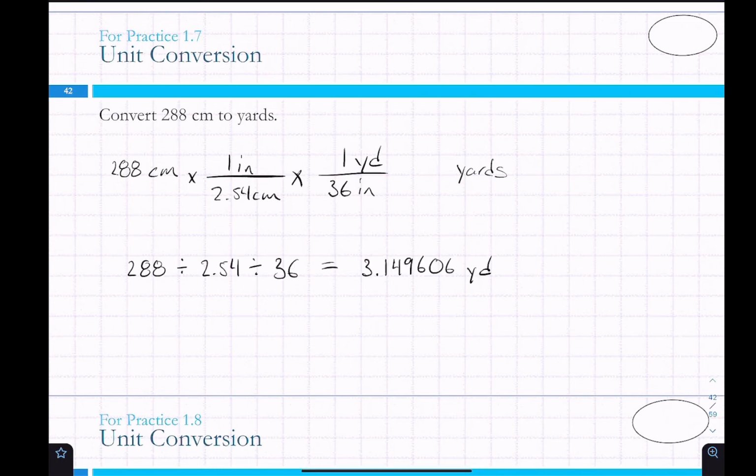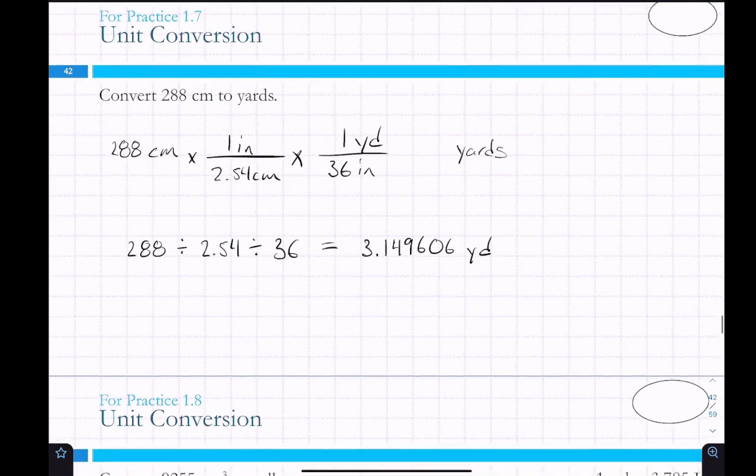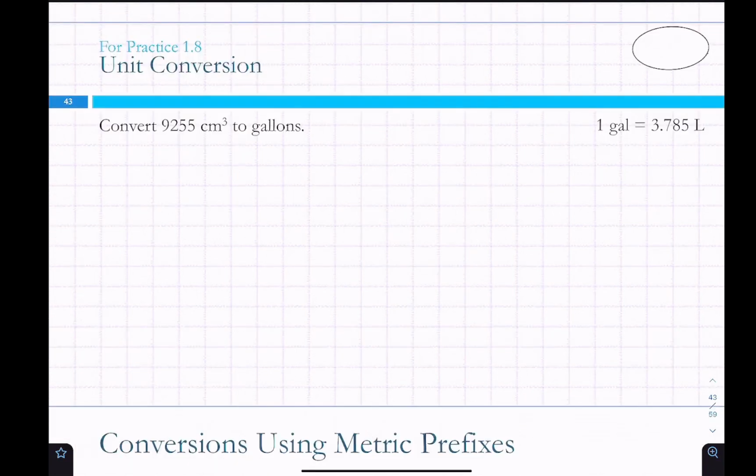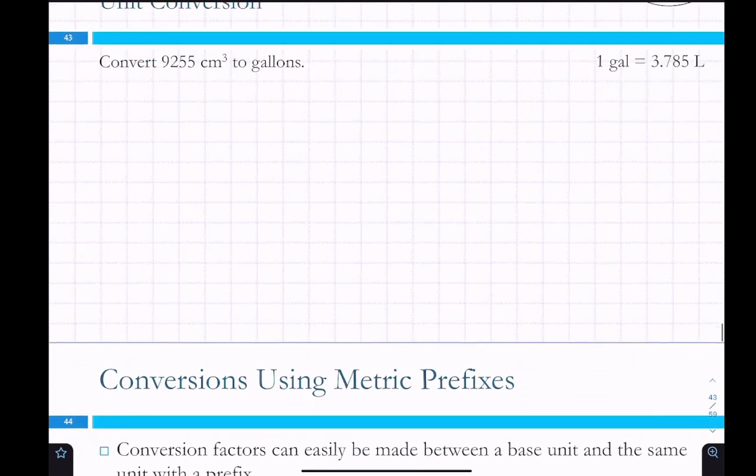And how many sig figs should we have? Would it be 3? Because 36 to 1 is exact, and 2.54 centimeters to 1 inch is also exact. So it's whatever we started with. So it'll be 3.15 yards.